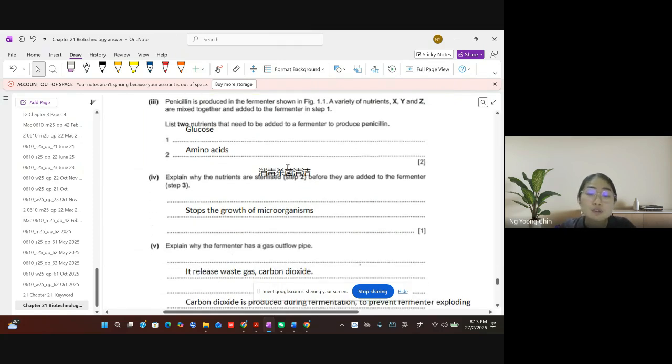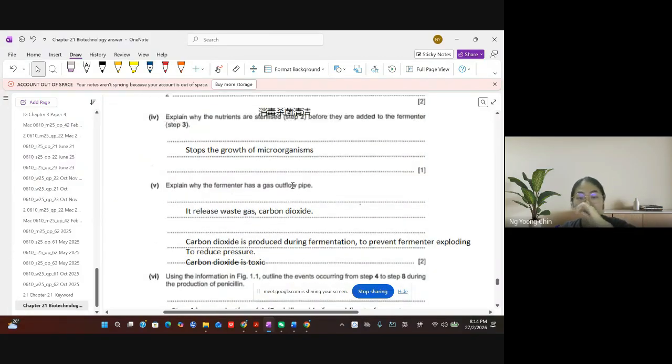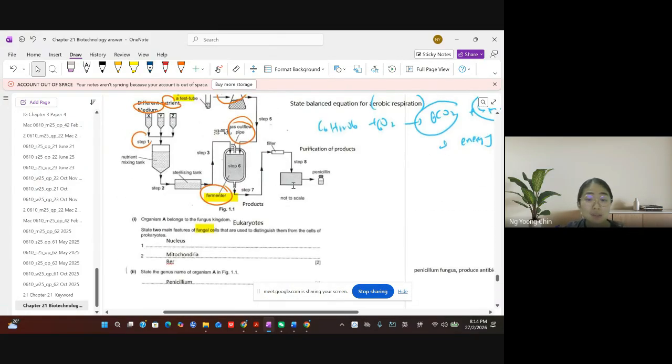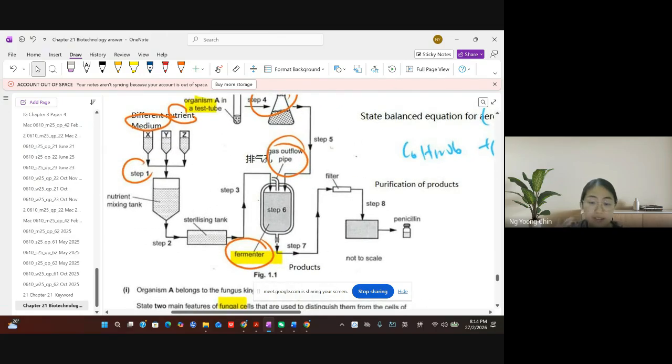Explain why the nutrients are sterilized before they are added to the fermenter. They want to stop the growth of microorganisms. And then why does the fermenter have a gas outflow pipe? Where is the gas outflow pipe? Oh, yeah, this one. I think it's here, which is on the top.